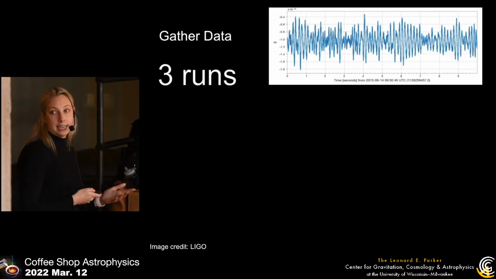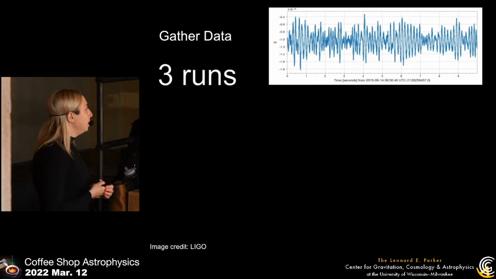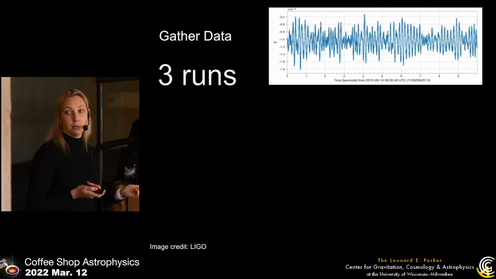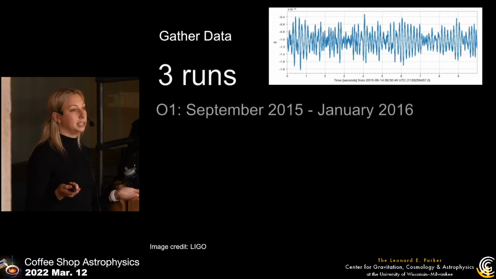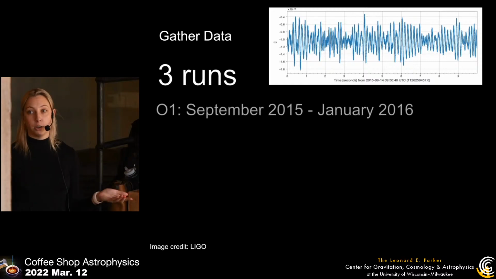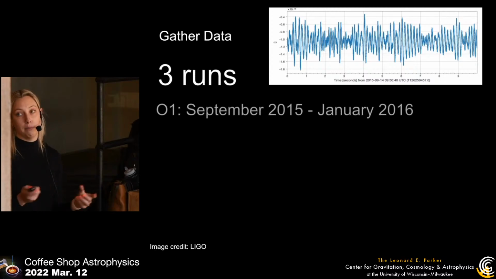So this was their experimental setup. In the 1990s, they got those up and running. And then to gather data, they do these runs. They've had 3 so far. The first one was significant because it detected the first ever gravitational wave on September 14th, 2015. And it was of 2 black holes merging together.